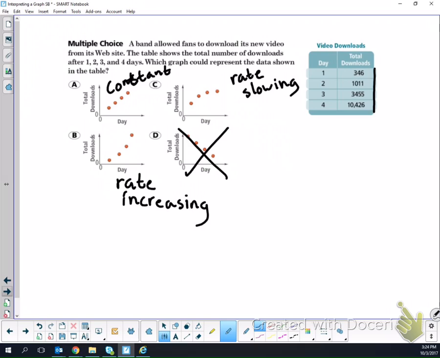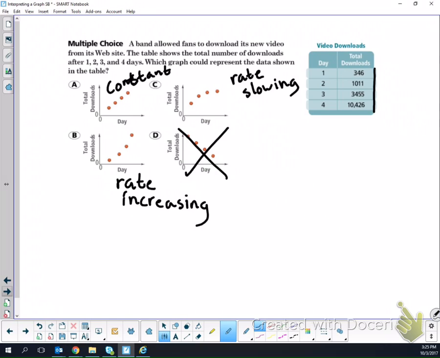Now, of course, if I was this band, I'm really hoping that we look like B, because that means our fan base is growing and it keeps on growing faster and faster. That's the best way to get fans. Everyone's telling their friends. If everyone keeps telling their friends, then my fan base just explodes. But we need to figure out which one it is.